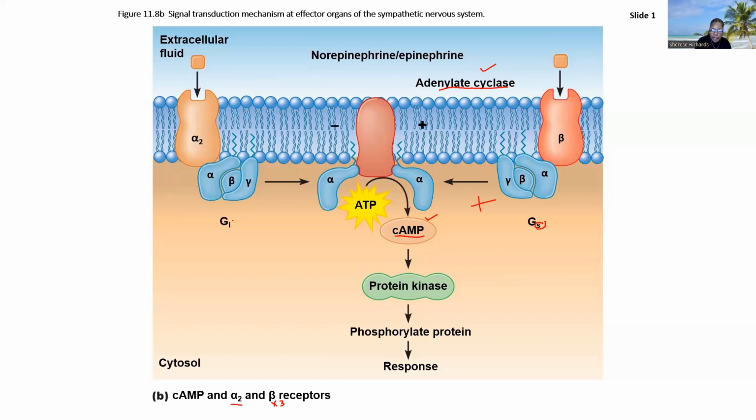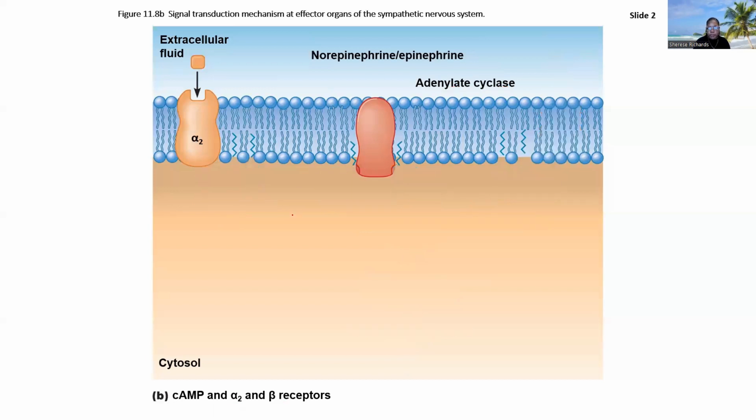Alpha-2 receptors have an inhibitory G protein, so they are going to block this process, right? They're going to inhibit this process, and that is still going to result in the cellular response. So let's look at that sequence of events. Let's consider the alpha-2 side first.